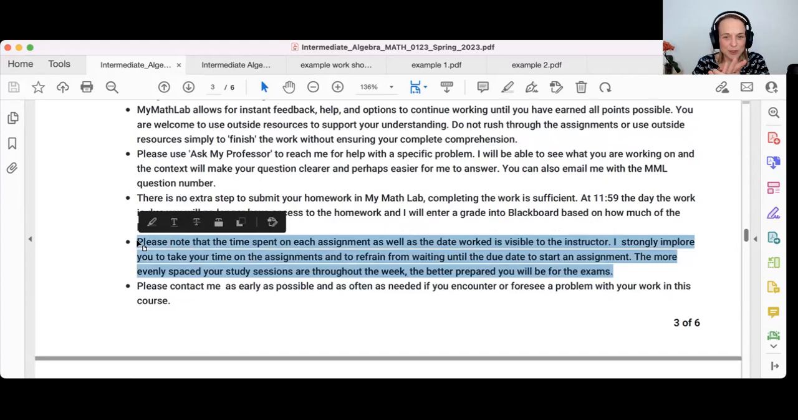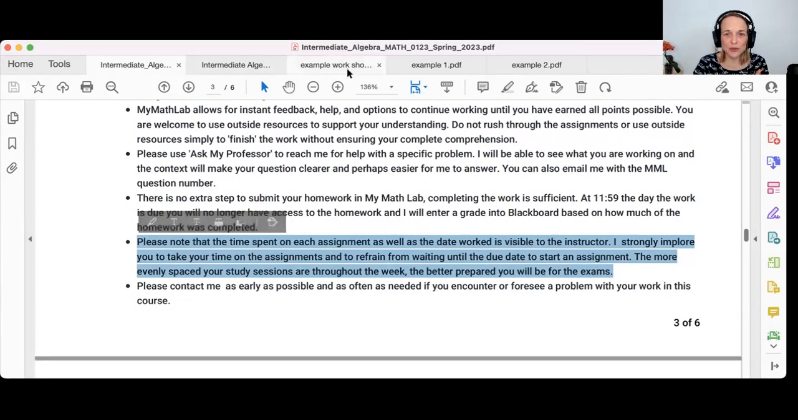I can see the time you spend on each assignment, okay? Take your time. Don't wait until the due date. Space out your study sessions throughout the week. Be prepared for the exams, okay? I'm going to show you what I mean, okay?